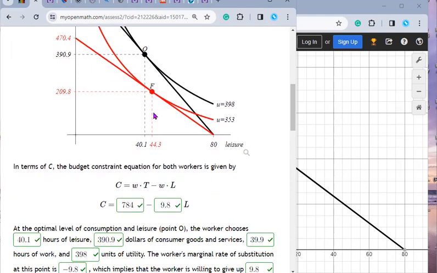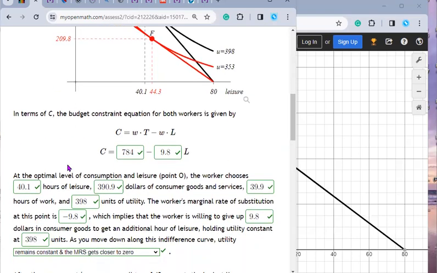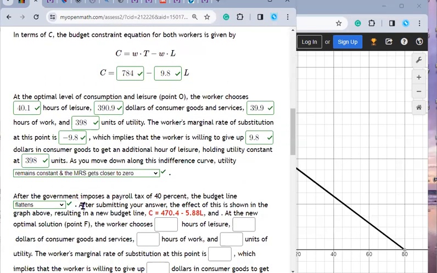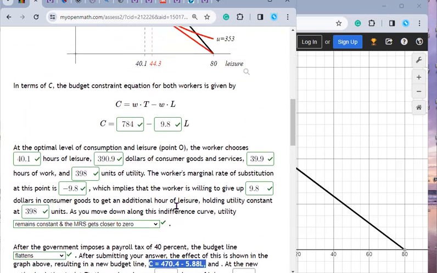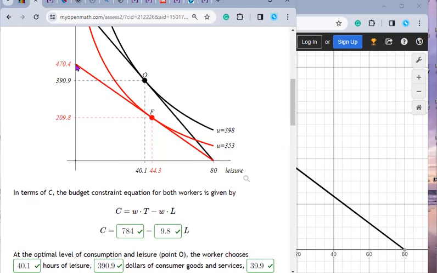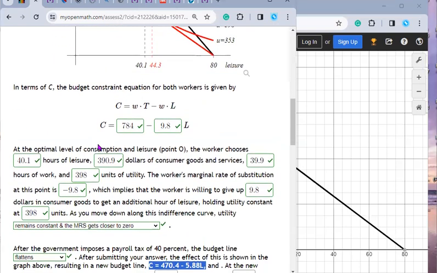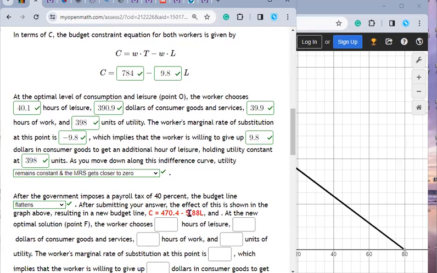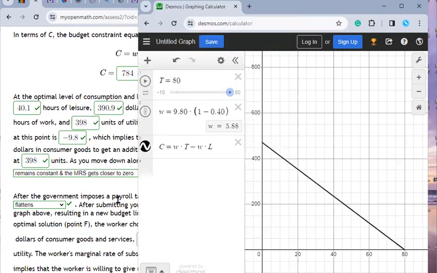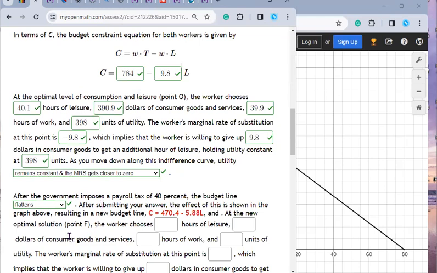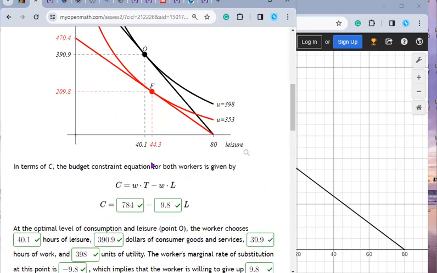Okay, the new optimal solution is 44.3 hours of leisure and $209.80 in consumer goods, right? This is the new budget line. 470.4 comes from that value, right? And then this is our new wage. That's our tax adjusted wage, right? At the new optimal solution, point F, the worker chooses how much leisure? 44.3, right?